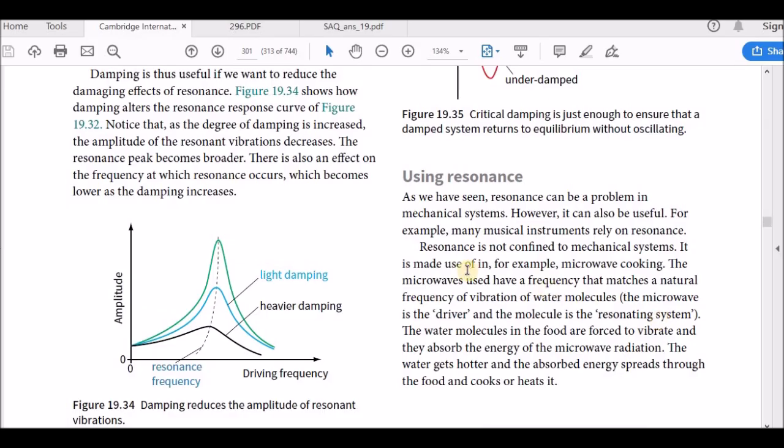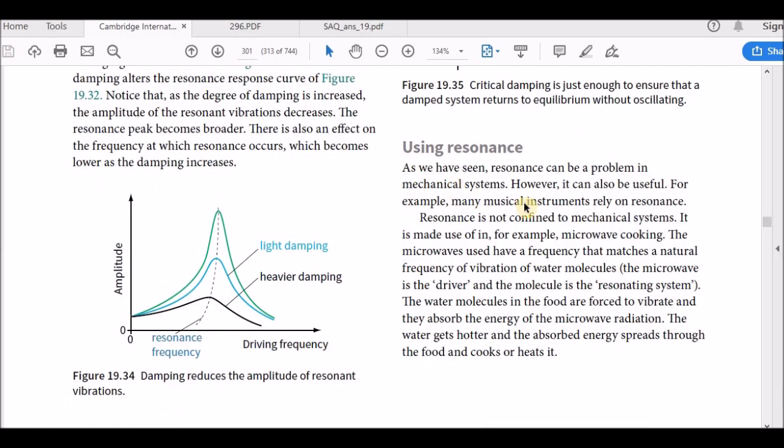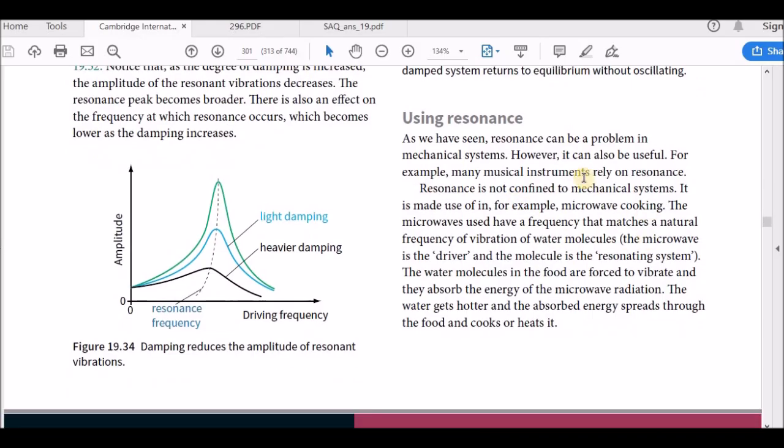Okay, then we have some uses of resonance. Okay, here are some uses again. We use resonance in the microwave. Okay, so those microwaves have a frequency that is matching the natural frequency of the water molecules.